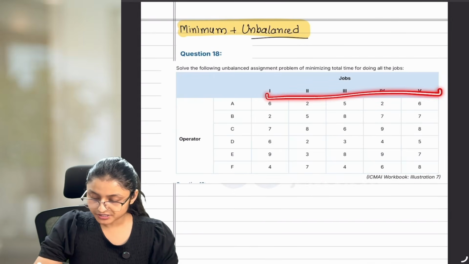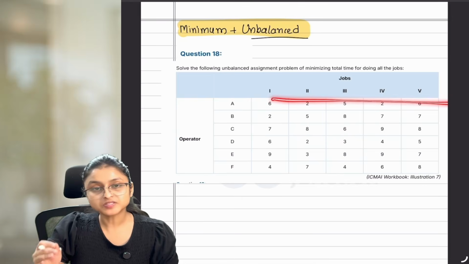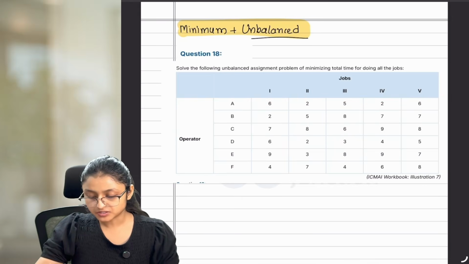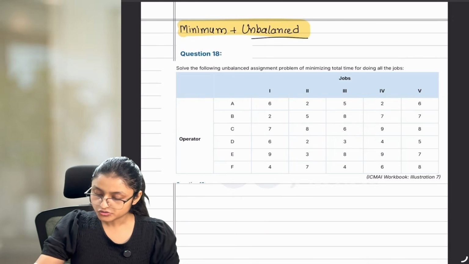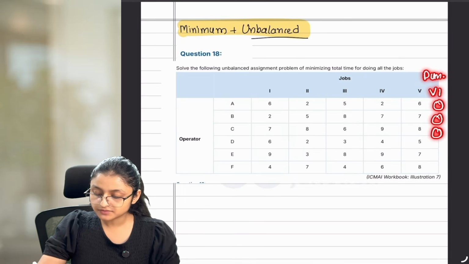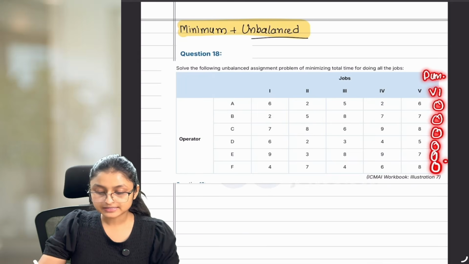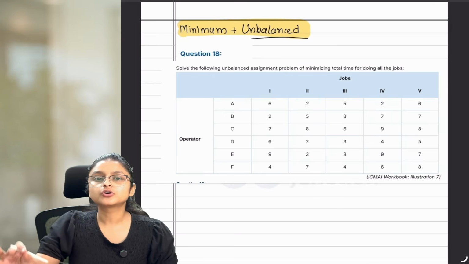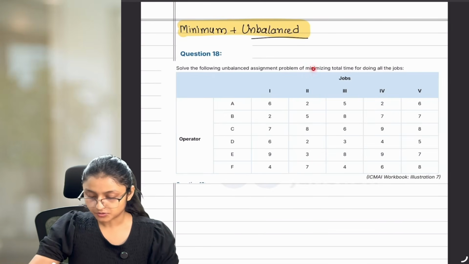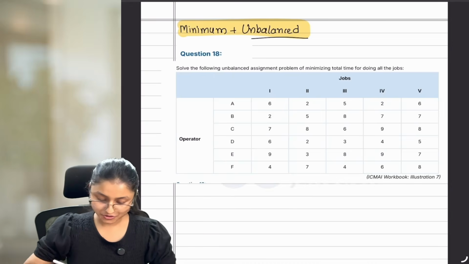We have 5 different jobs and 6 different operators. That means the number of jobs are lower, and if the number of jobs, that means columns, are lower, you have to add one new column as a dummy column. And that dummy column will have all the values as 0. And then you have to solve this as you solve your normal questions. Okay? Because it is a minimization question and you have already solved it. So this is going to be your homework.